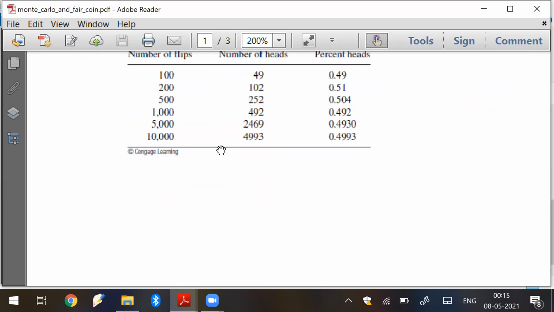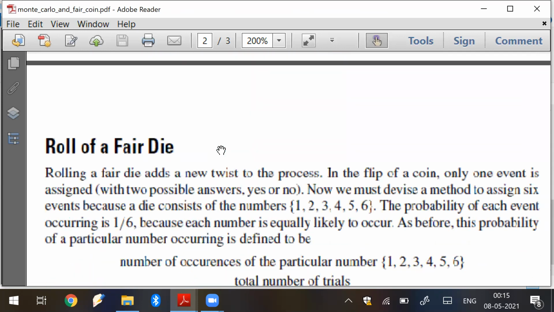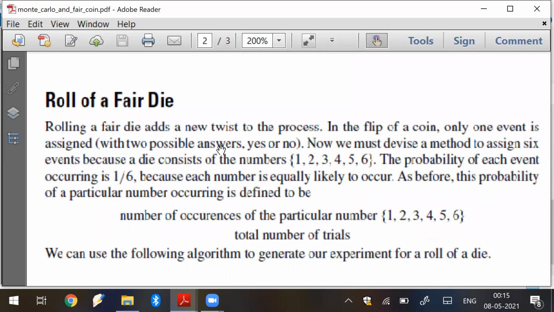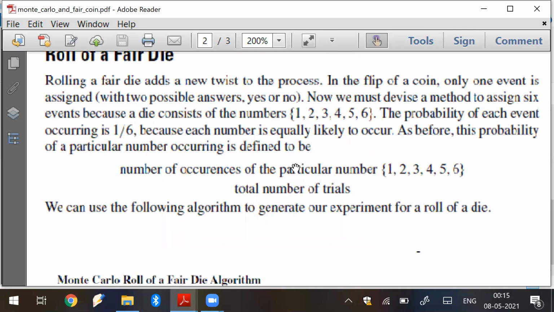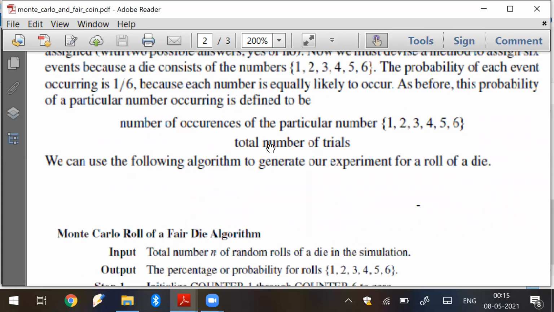Okay, now let us go to the rolling of a fair die. That means one die is there, consisting of the numbers 1, 2, 3, 4, 5, 6 corresponding to the faces occurring. Acha. The probability as before is the number of occurrences of a particular number, any one of these you choose, say suppose 4, by the total number of trials. Okay, that's simply the probability definition here. Nothing to be worried about or nothing new to discuss here. Just the probability definition we are using, for the discrete case.